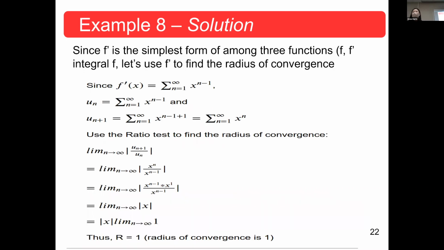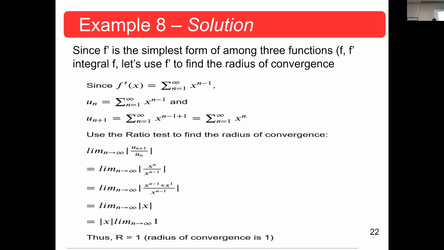All right, so this is the one that I added. This is the one that you didn't have, but I added this one. I made this one. So f is equal to this. So what is it then? Your u sub n is what? Your f prime. U sub n plus 1 is what? You add 1 to all the n that you see. So you have x to the n minus 1 plus 1. So you simply have what? X to the n. Now what do we do? Plug it into your ratio test. If you plug into the ratio test, what do you get?